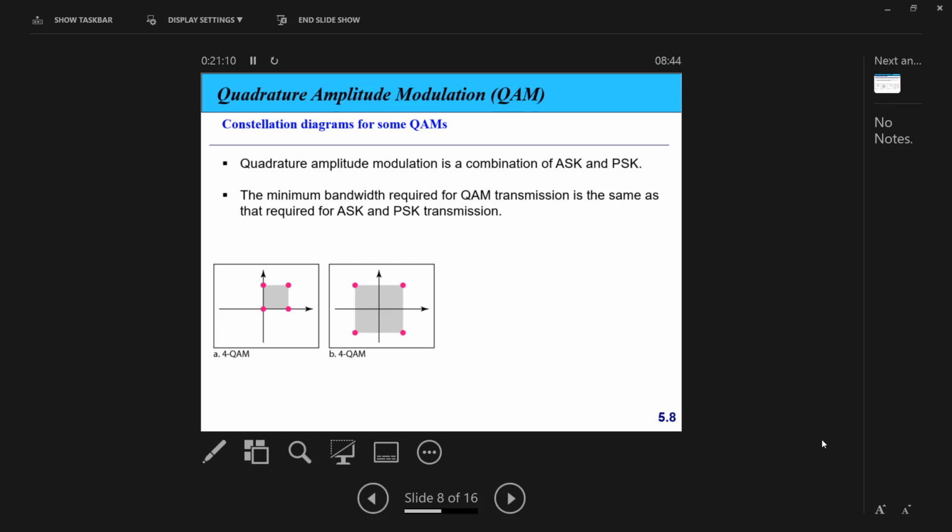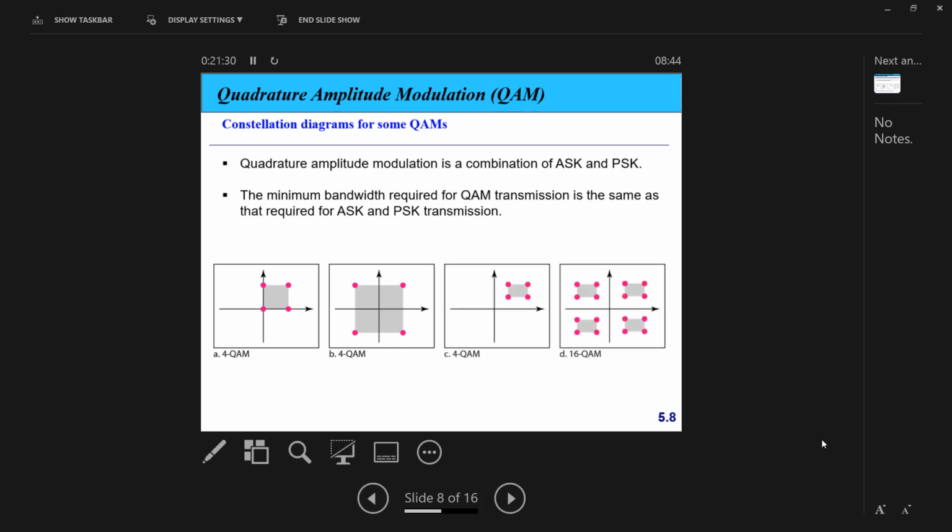So QAM is a general case, a combination of amplitude shift keying with phase shift keying. The minimum bandwidth required for QAM is the same bandwidth as for ASK and PSK, because in the end I'm using the same carrier frequency but changing both the amplitude and the phase. Different shapes for QAM; again this is my ASK. This is for the same frequency but different amplitude, and this is on different phase. Different phase and different amplitude. So I can do it as I want.